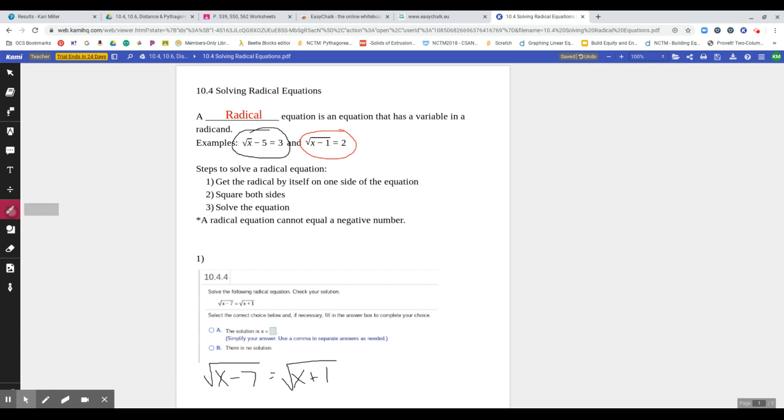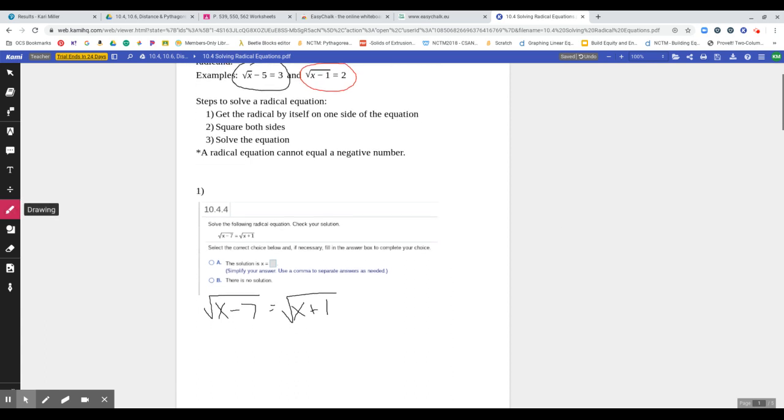So in order to solve a radical equation, we first need to get the radical by itself on one side of the equation. Then we're going to square both sides. And then we're going to solve the equation. Now, a radical cannot equal a negative number. So like the square root of x cannot equal negative 4, okay? It's because the square root is always going to equal positive numbers. So we'll get to one problem like that, and I'll show it to you when we get there.